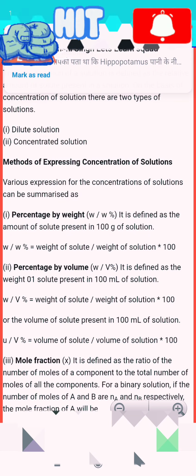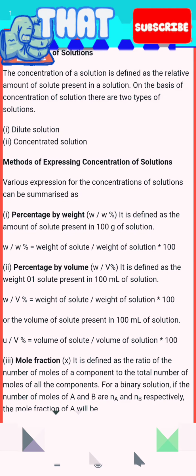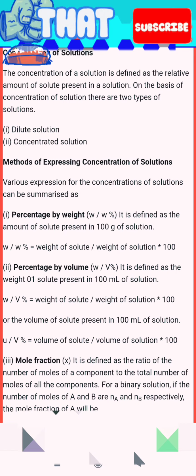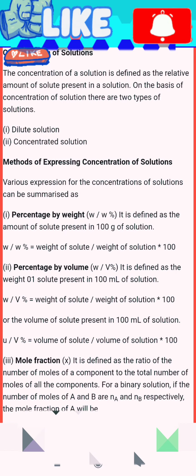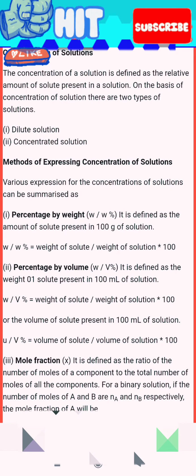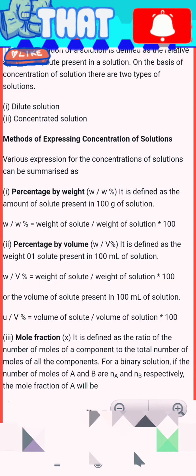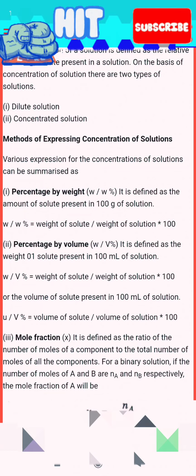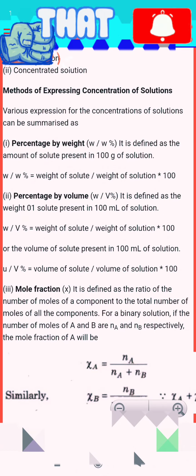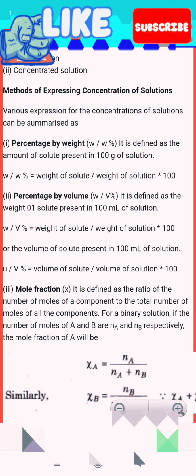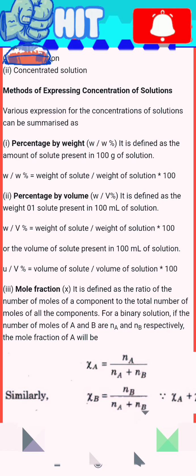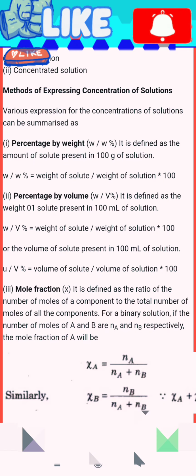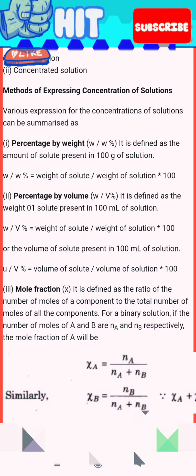Mole fraction is the ratio of the number of moles of a component to the total number of moles of all the components. For a binary solution, if the number of moles of A and B are Na and Nb respectively, their mole fractions will be Chi A equals Na upon Na plus Nb, that is, the mole fraction of a component is its number of moles upon the solution's total number of moles.